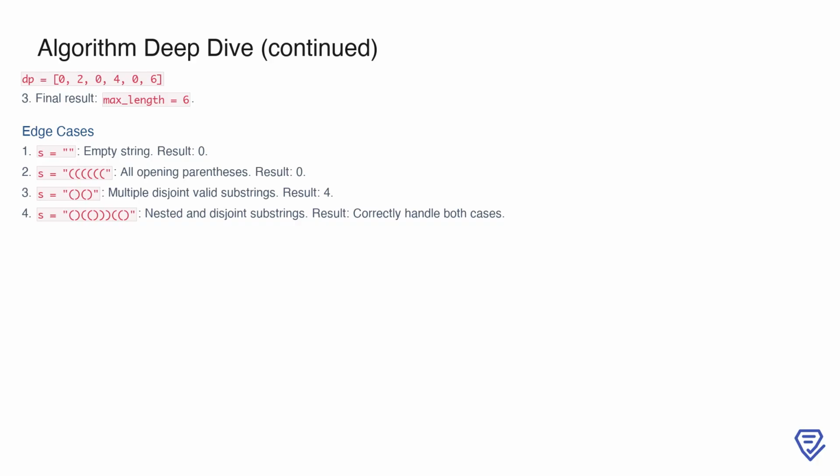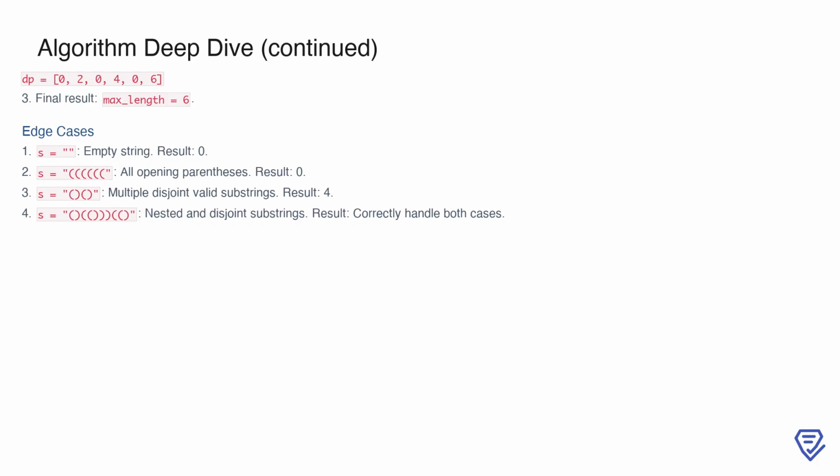For an empty string, the result is 0 since there are no characters to form a valid substring. For a string with only opening parentheses, the result is also 0 because there are no closing parentheses to form pairs. For disjoint valid substrings, the algorithm correctly calculates the total length as 4.